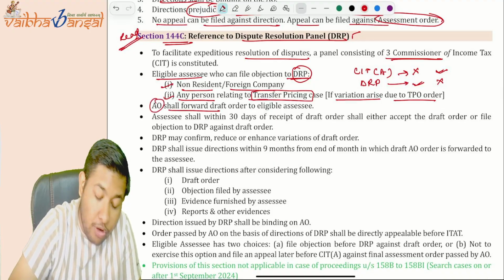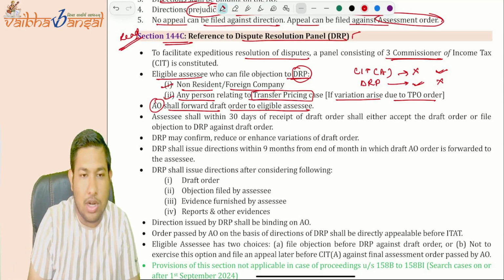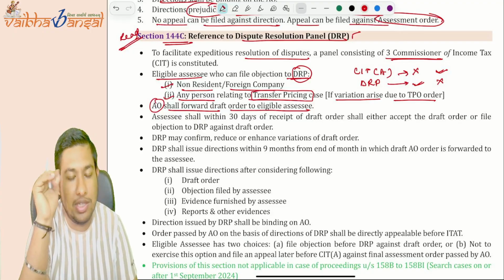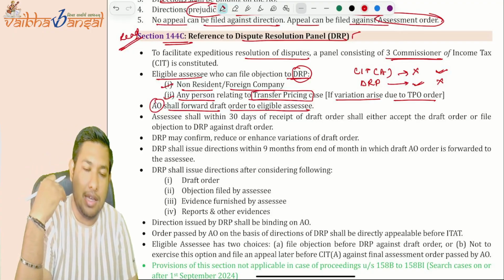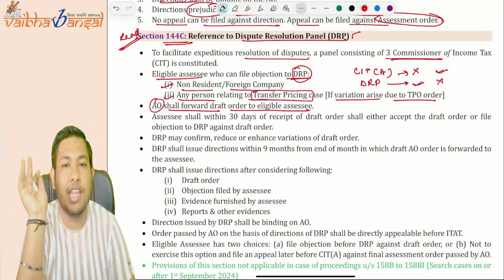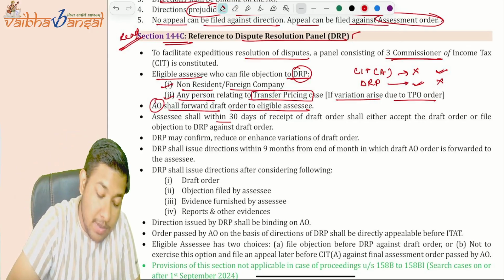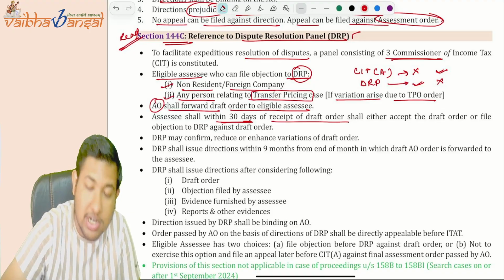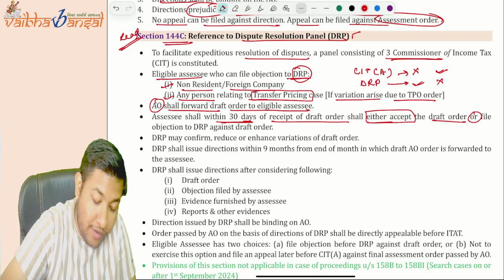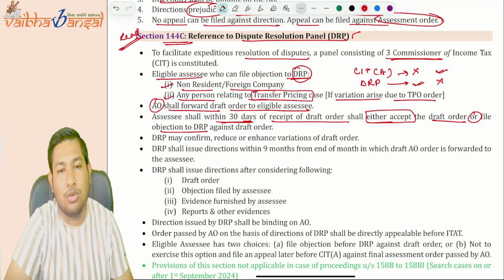AO shall forward the draft order to the eligible assessee. First of all, what is the assessment order? The draft order shall be given to whom? The assessee. If the assessee is not satisfied with the draft order, he can ask the DRP to intervene. The assessee shall be given 30 days from receipt of such draft order to either accept the draft order or file an objection before the DRP. Within 30 days, he has to do this.